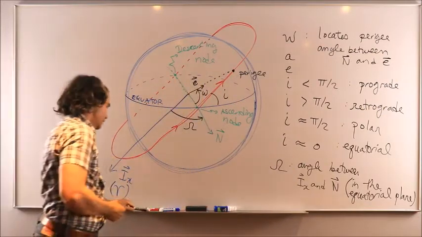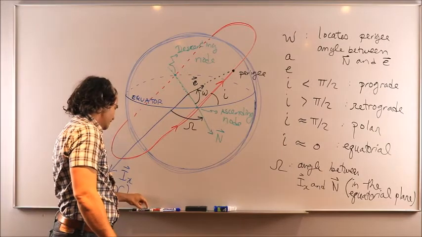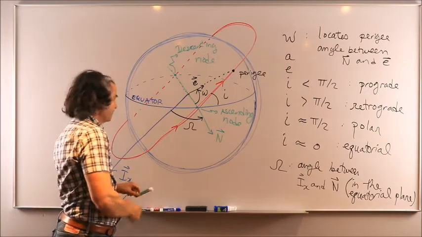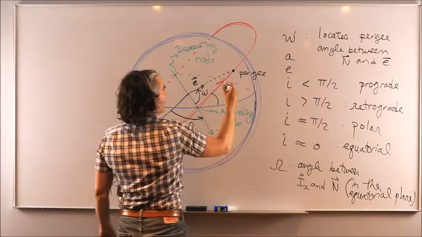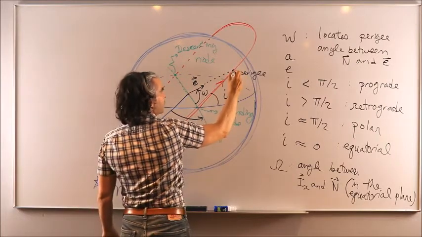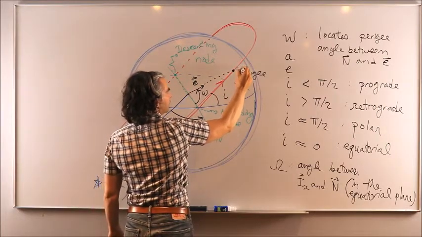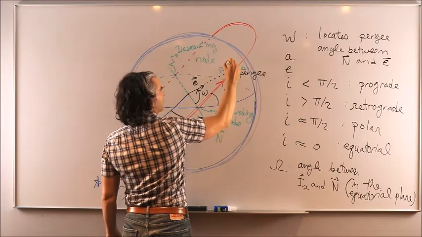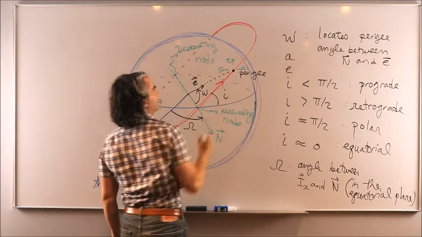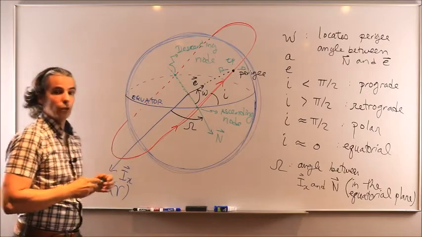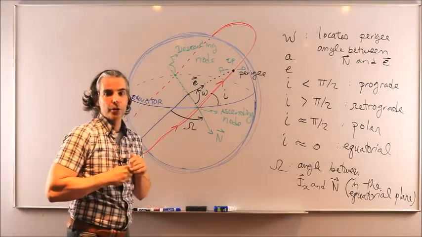And finally, the time of perigee passage tells us the time at which the spacecraft was over the perigee. TP. With respect to what? With respect to t equals 0.